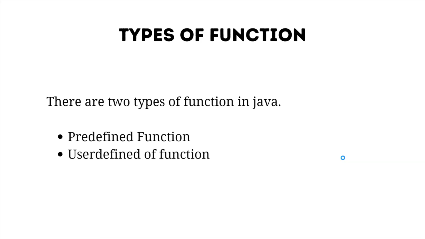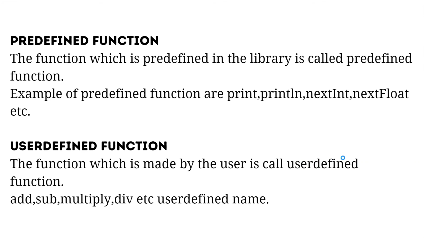So as you can see, there are two types of functions in Java. First is predefined functions, and second is user-defined functions. The functions which are predefined in the library are called predefined functions.